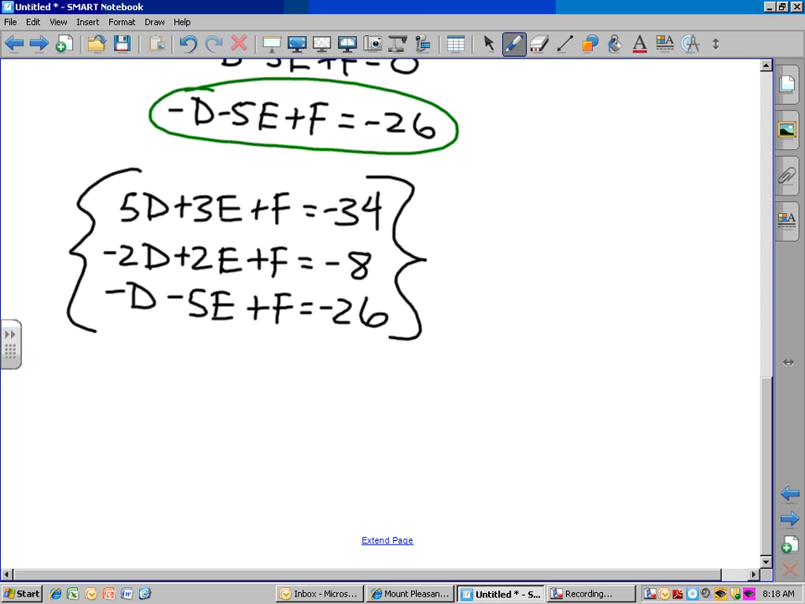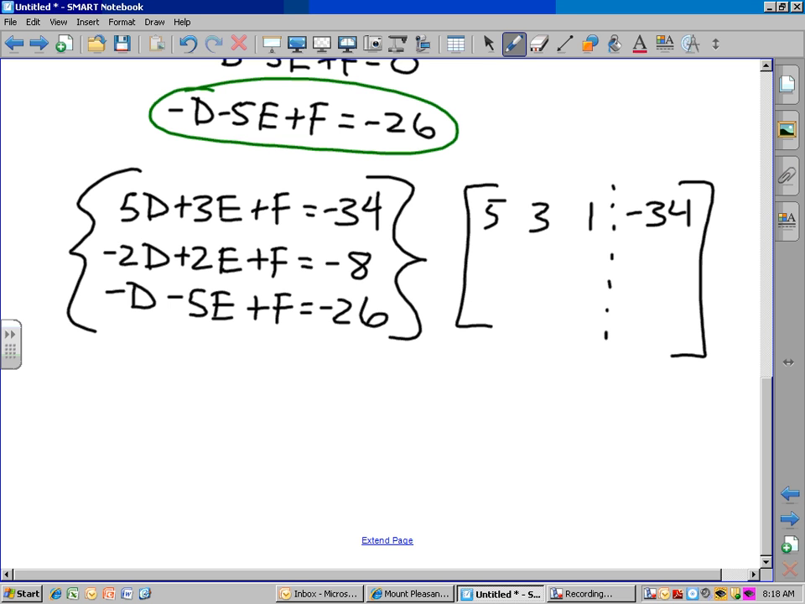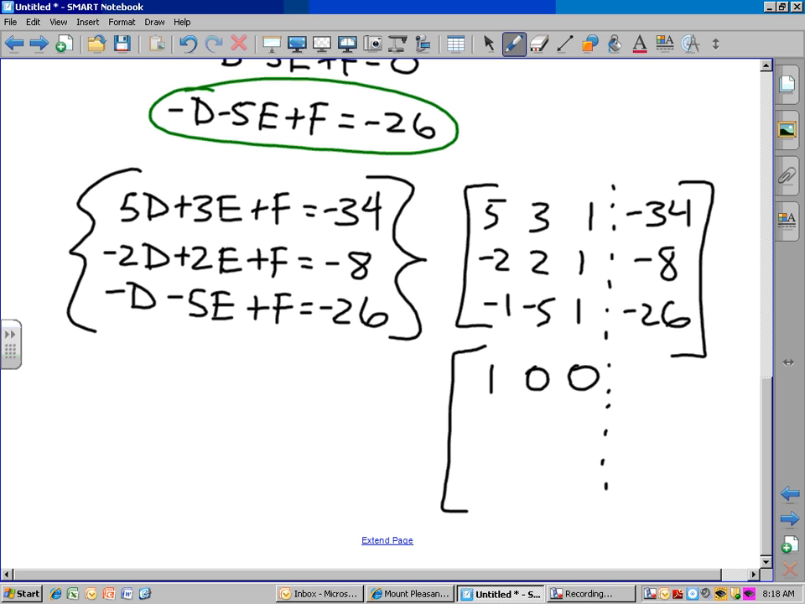Now, what row reduced echelon form does is that it transforms our matrix that is currently 5, 3, 1, negative 34. I'm going to put a little dotted line here because that's an augmented matrix. Negative 2, 2, 1, negative 8, and negative 1, negative 5, 1, negative 26. What it will do, the row reduced echelon form should give us this setup, and then 3 numbers on the right.